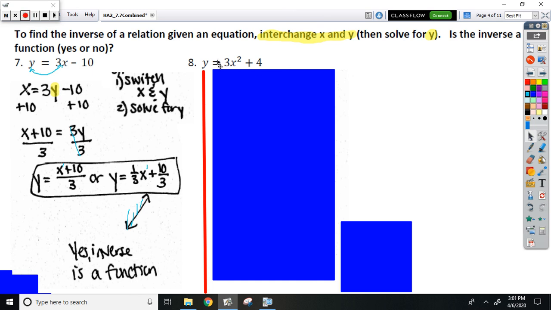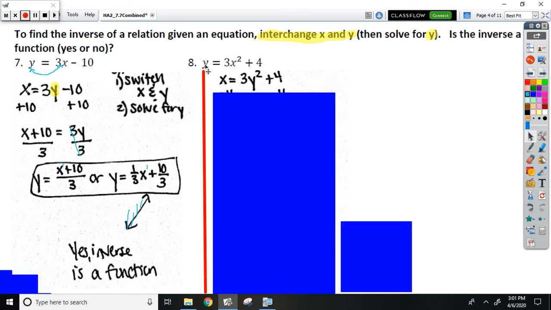All right, our next example is a quadratic. Start out with the same steps. Switch the x and the y variables, so put x over here and y over here. And now solve this for y. Now I know y is squared, but the very last step will be to get rid of that square. We first need to isolate that.